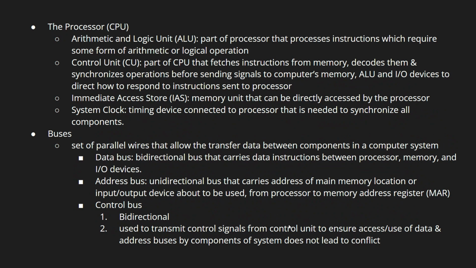The system clock is used for timing and it synchronizes all the components, along with working with the control unit. Buses. There are three types of buses: data bus, address bus, and control bus. The control bus and the data bus are bidirectional. The data bus transmits data, the control bus transmits control signals, and the address bus is a unidirectional bus that transfers the address of the main memory location or input/output device that is to be used.